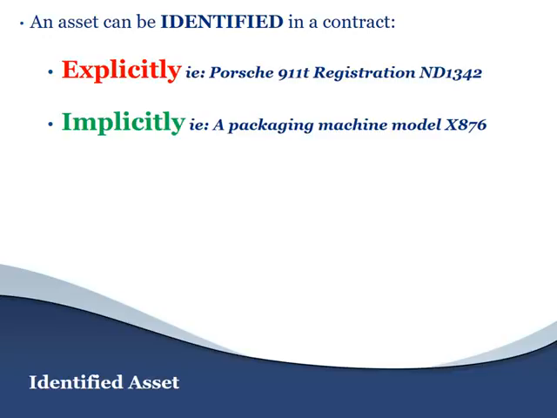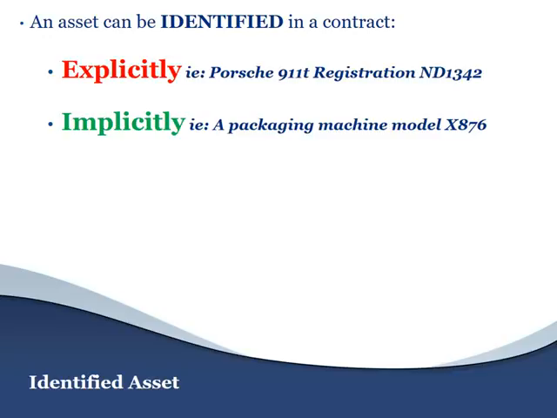Now, what I mean by that is the following. To start off with, explicitly means I have identified a specific example. I've given a wonderful example there of a Porsche 911 Turbo. If we said that you're going to lease a Porsche 911 Turbo from, let's say, Porsche in Germany, and it will be the one with registration ND1342, there we have explicitly identified an asset. It is only that asset. It's not the one next to it. It's not the one that's going to be produced next month, because there is one identified by a registration number.